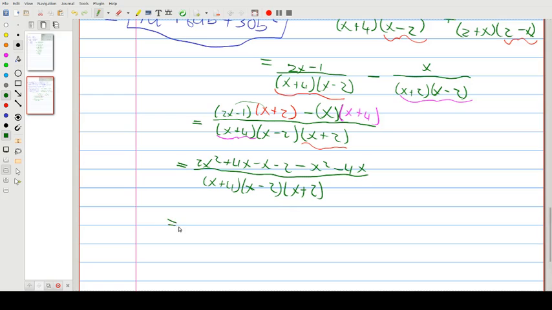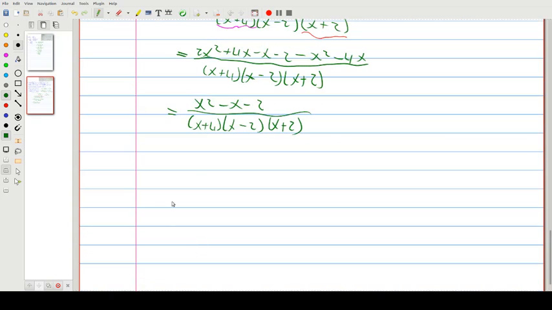Okay. So we can collect like terms at the top. So 2x squared minus x squared is just x squared. 4x minus x is 3x, minus 4x is negative x, and then the numbers we just have a minus 2. And we rewrite the whole denominator, x plus 4, x minus 2, x plus 2. And now we can factorize the top if it can, and in this case it can. We have x minus 2 and x plus 1 all over x plus 4, x minus 2, x plus 2.